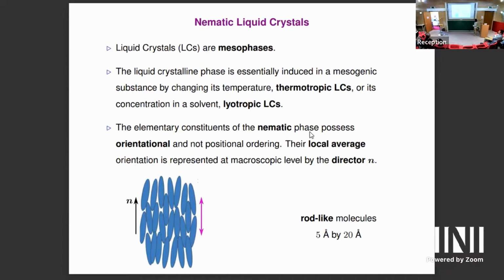And systems in which the liquid crystalline phase is induced by reducing the temperature from the isotropic liquid phase are called thermotropic liquid crystals, and they are found, for example, in man-made displays, and their elementary constituents are single molecules. And there is another class of liquid crystals, which is called lyotropic liquid crystals, where the elementary constituents are molecular assemblies in a solvent, and the concentration is the driving parameter for the order. And they are found in solvents or living systems.